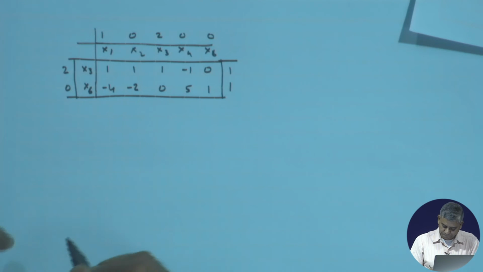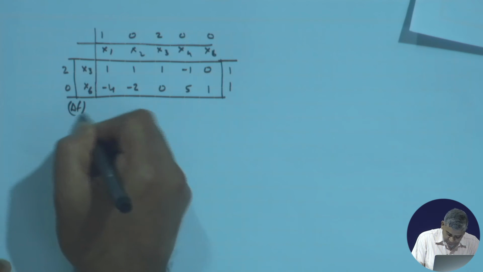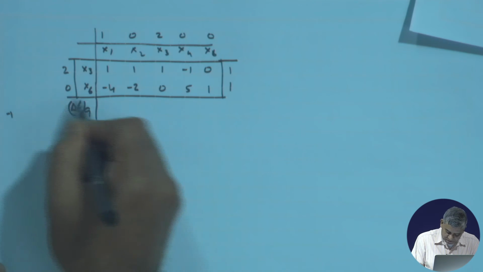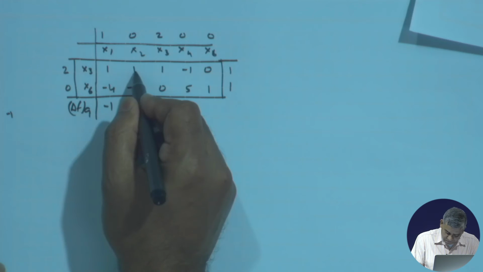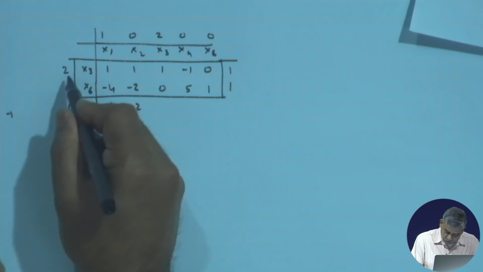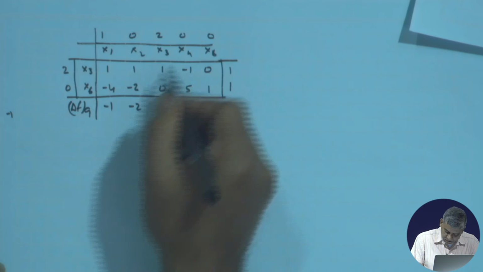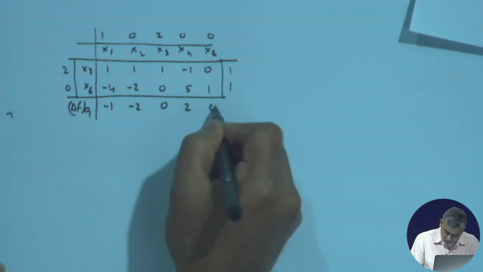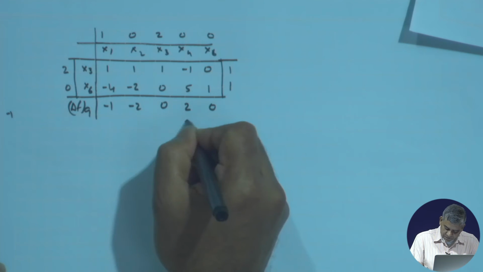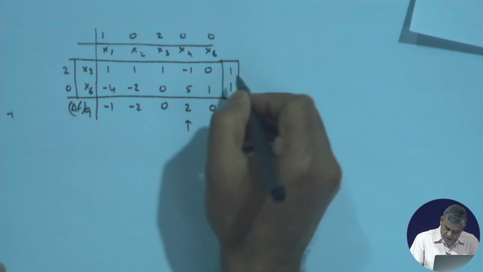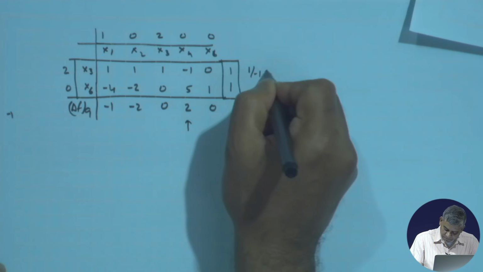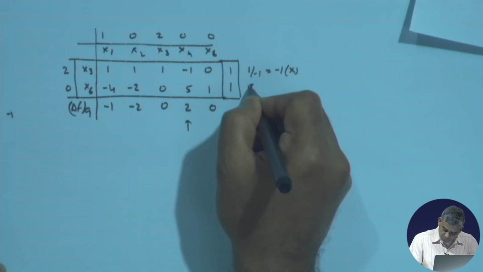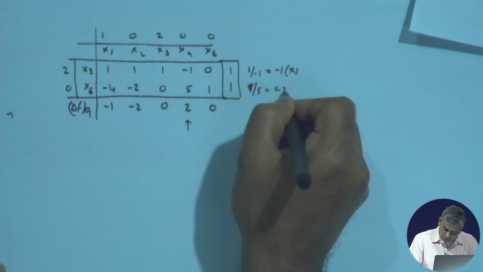Okay? All right. So let's now compute del FQ. 1 minus 2, minus 1. 0 minus 2. 2 minus 2. 0 minus minus 2, 0, 0. Okay, so I have one of them plus 2. Now this is 1 by minus 1, which is minus 1. I cannot take it. And then 1 by 5, which is 0.2. This one has to be taken.